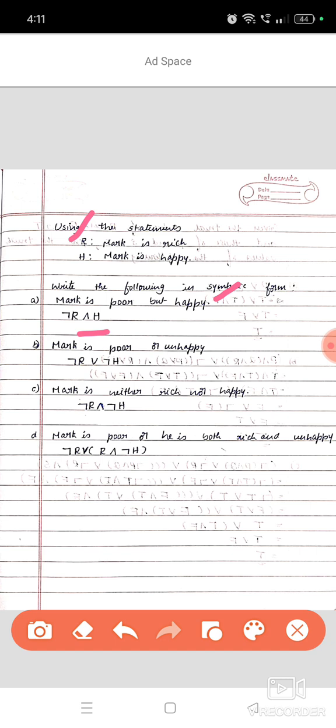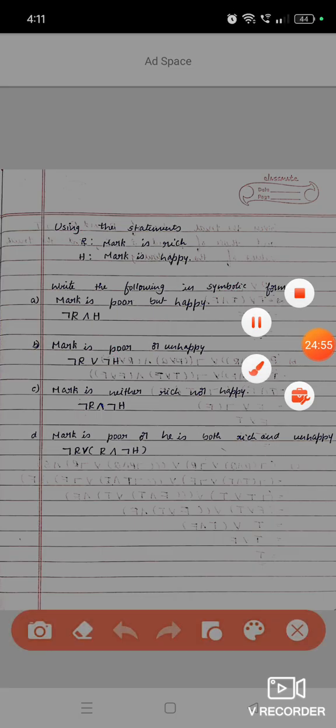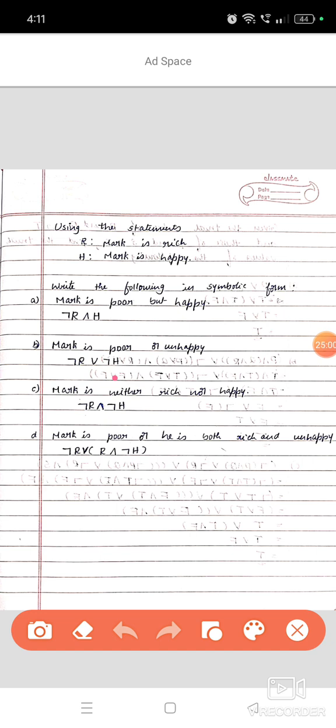Next, Mark is poor or unhappy. Mark is poor, same, not R. The OR operator is this one, or. Unhappy. Happy is H, unhappy is not H.